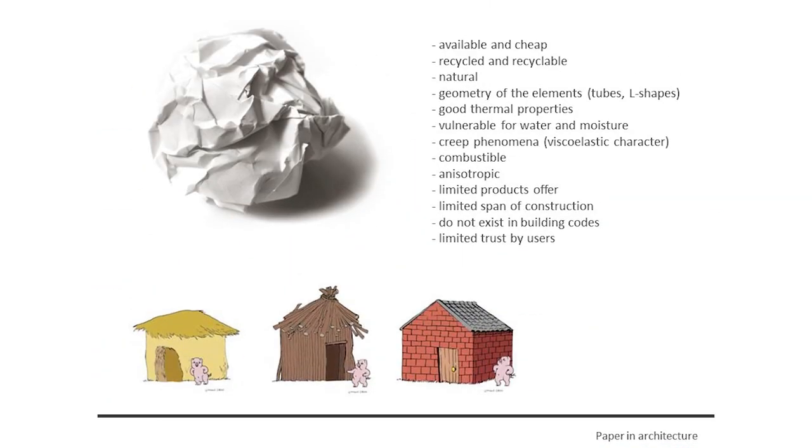So, to sum up, what is paper? Paper is a recyclable, everywhere available material. It's cheap in production and easy to produce. You can get it everywhere in the world. It has good thermal insulation properties. However, it's vulnerable to water and moisture.